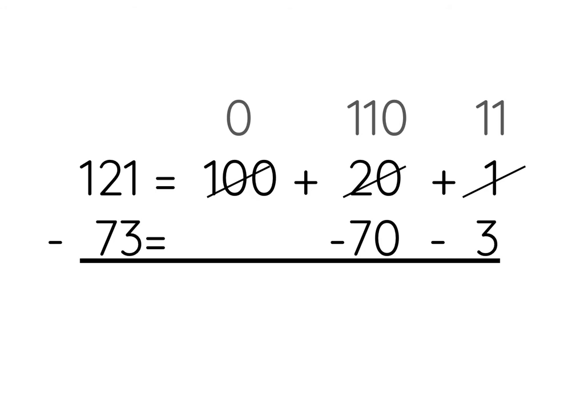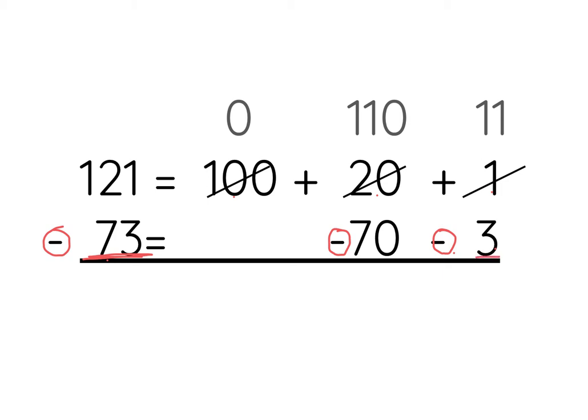All right, we have 121 minus 73. We're going to expand both numbers out, so it's 100 plus 20 plus 1. We are going to subtract 70 minus 3. Make sure you have your minus 70 and your minus 3 so we remember to subtract and also to maintain the same value of minus 73.